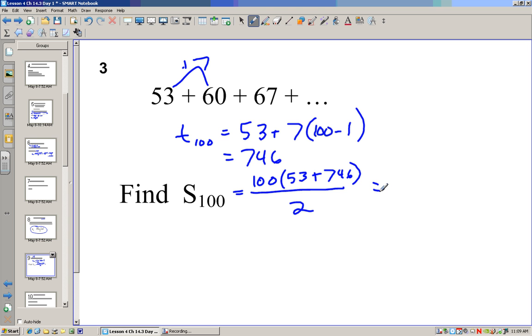So now it just becomes a calculator exercise. Hopefully my calculator is trustworthy on this one. 39,950 will be the sum of the first 100 numbers.